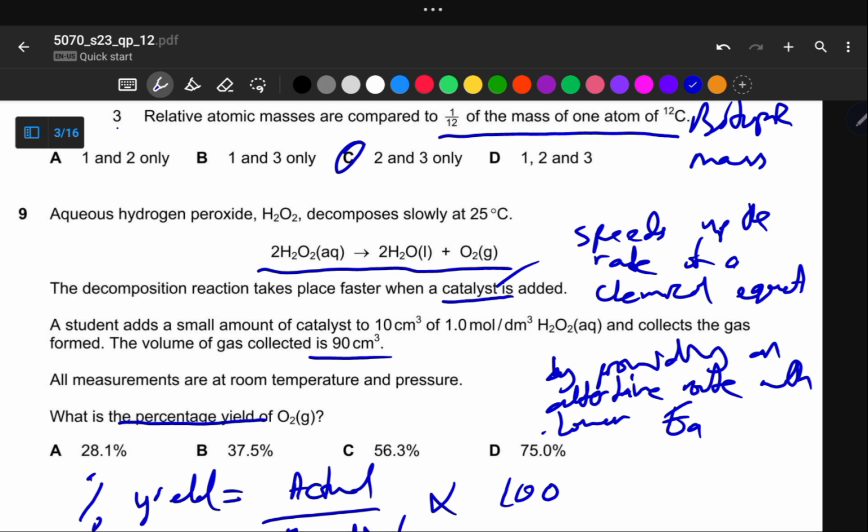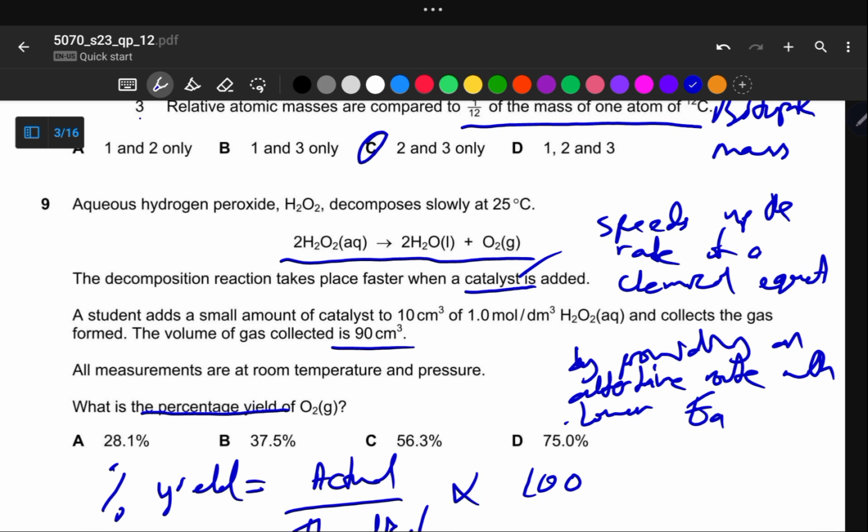So the catalyst doesn't lower the activation energy. You need to take note of that one. It doesn't lower the activation energy, but it provides an alternative route with lower activation energy. And then activation energy is defined as the minimum amount of energy needed to start a chemical reaction. For the reacting particles to collide in the correct orientation with sufficient energy, they must have energy which is above or equal to the activation energy, right?